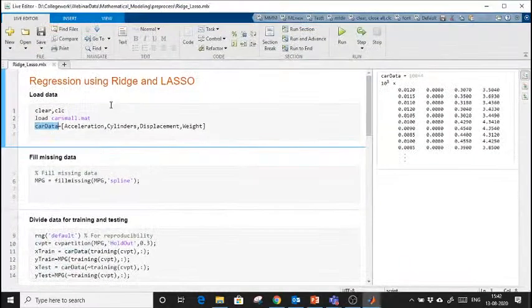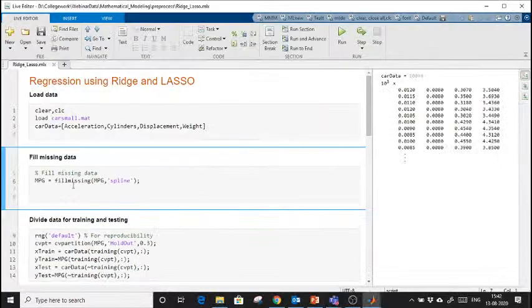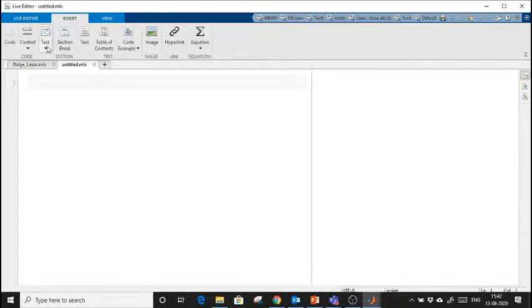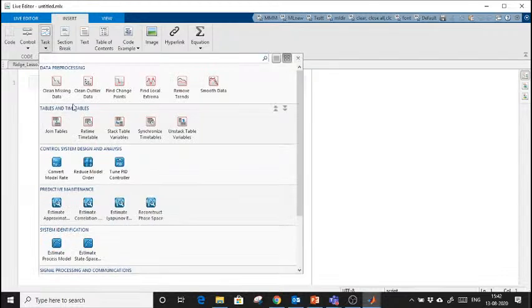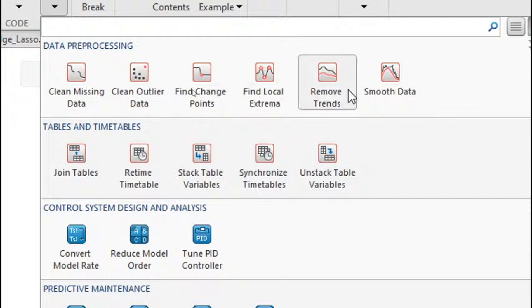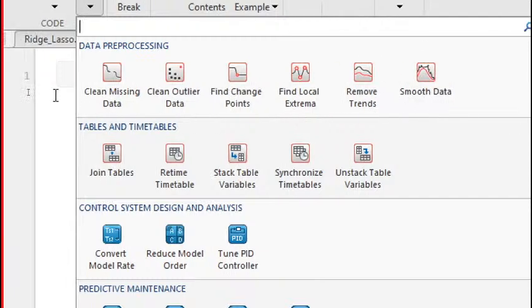So how do we remove these missing values? I simply use fillmissing. But let's say you don't know how to remove missing values. What you can do in the live script is go to Insert. From Insert you can use this kind of pre-processing, like Clean Missing Data, Remove Trends and Smooth Data. In my case I am going to use Clean Missing Data.